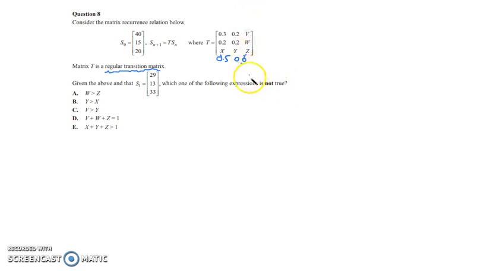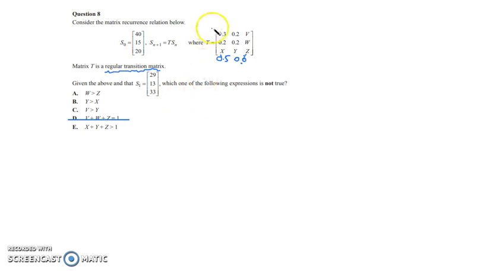Now, looking at that, it's asking which of these is not true. So the answer D, v plus w plus z equals 1, that actually is true. So we can take that one out of the solutions. So now we're down to 4 solutions. So next what we want to solve for is the v, w, and z.